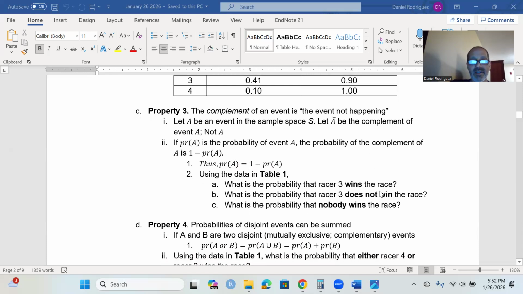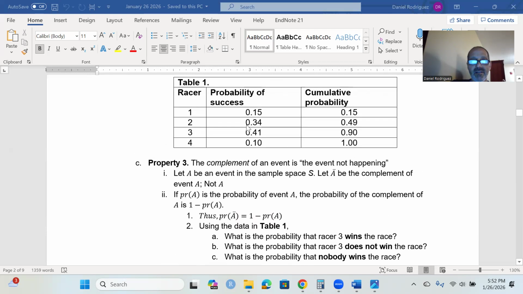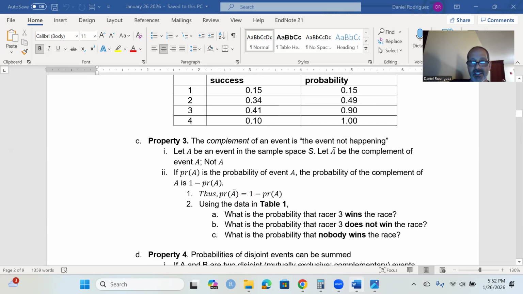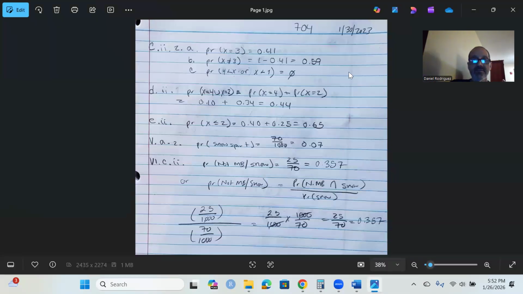So what's the probability that racer 3 wins the race? It's 0.41. Let me just, actually, I have all this stuff here for you.